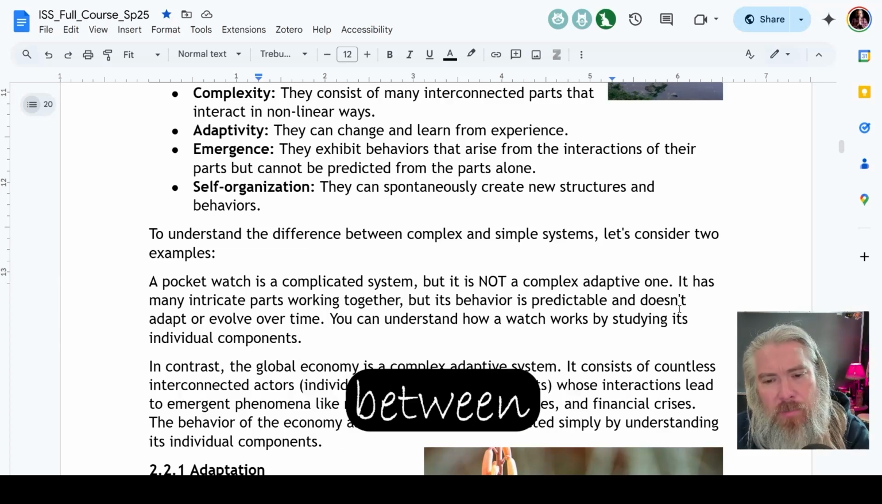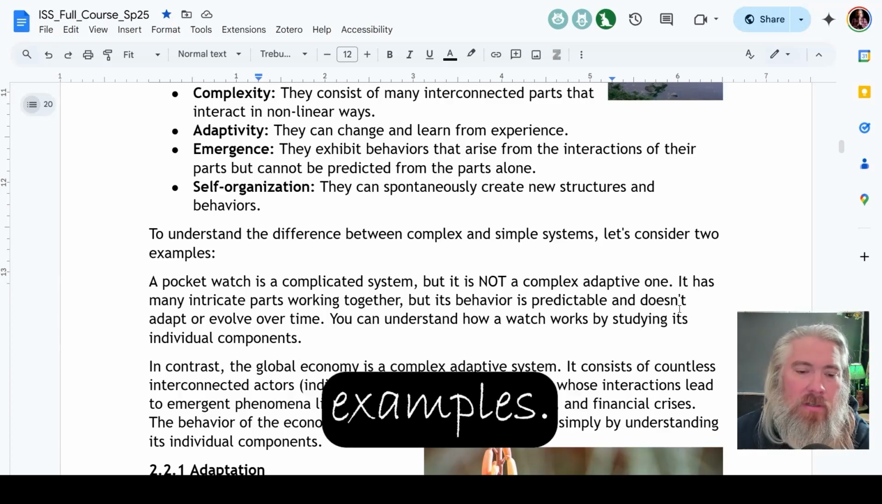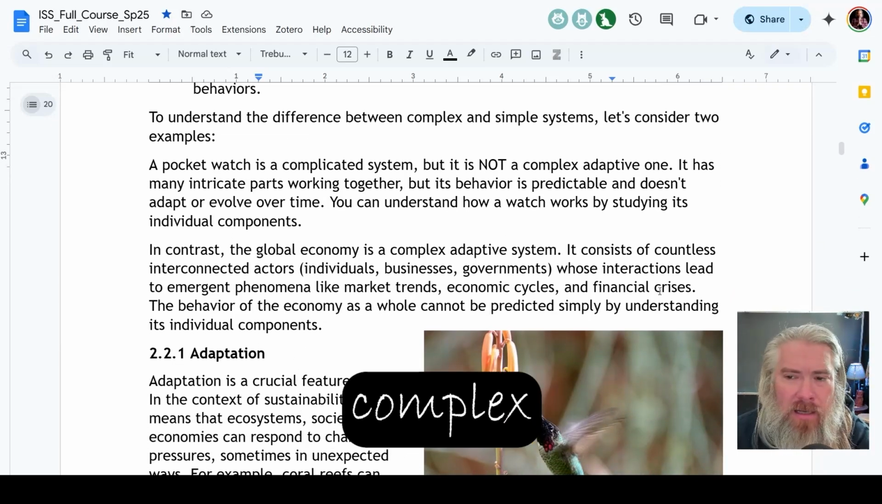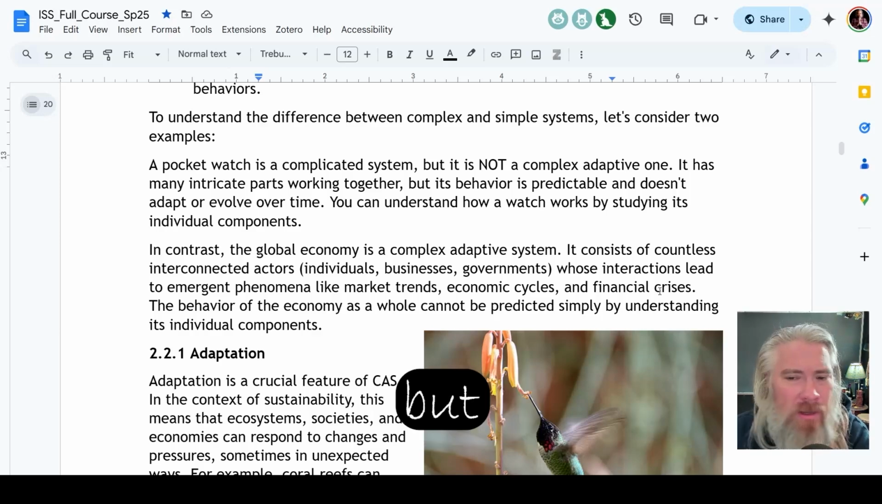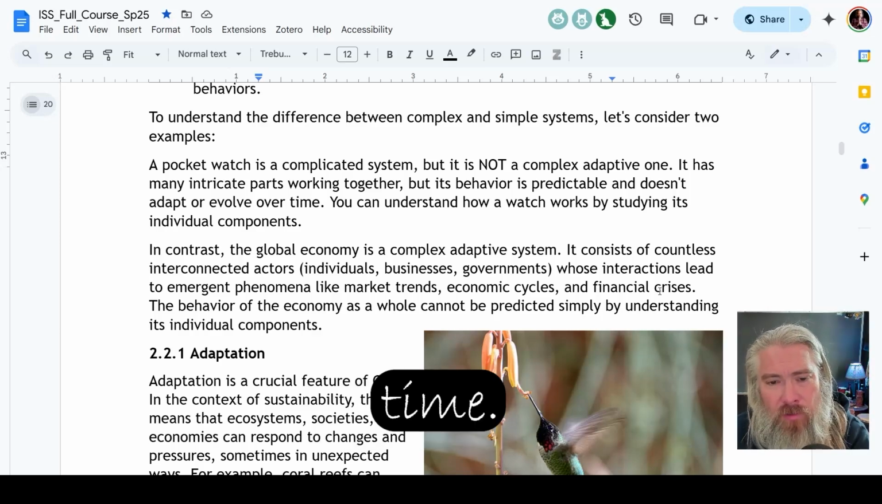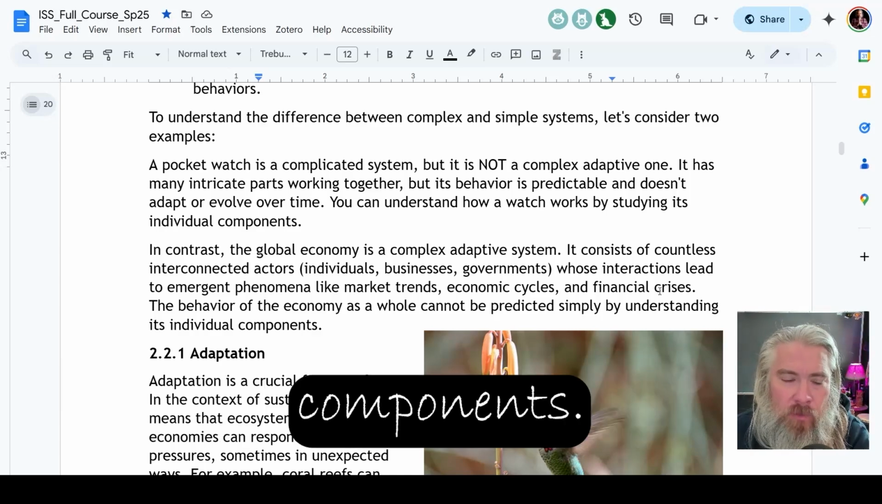To understand the difference between complex and simple systems, let's consider two examples. A pocket watch is a complicated system, but it is not a complex adaptive one. It has many intricate parts working together, but its behavior is predictable, and it doesn't adapt or evolve over time. You can understand how a watch works by studying its individual components.